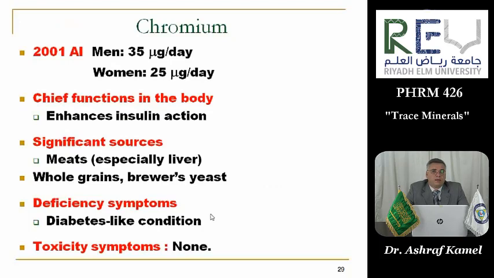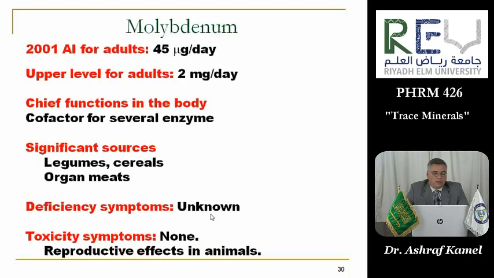Chromium. The adequate intake in men 35 microgram per day, and in women 25 microgram per day. Chief functions of the body: it enhances the insulin action. Significant sources include meat, especially the liver, whole grains, brewer's yeast. Deficiency gives diabetes-like condition, and there is no known or recorded toxicity for chromium.